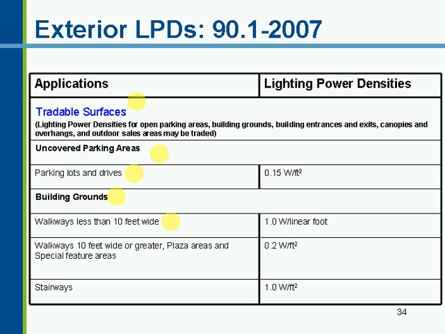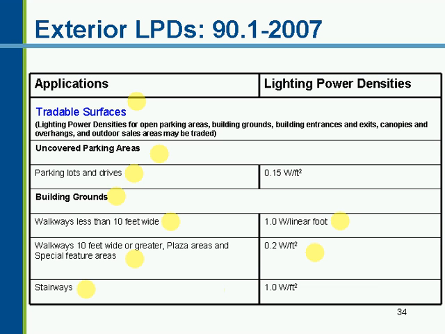For walkways, there are two ways to provide an allowance. If the walkway is less than 10 feet wide, it's 1 watt per linear foot. If you have a walkway that's greater than 10 feet wide, then you need to calculate it on a square footage basis. So it would be 0.2 watts per square foot of that area.